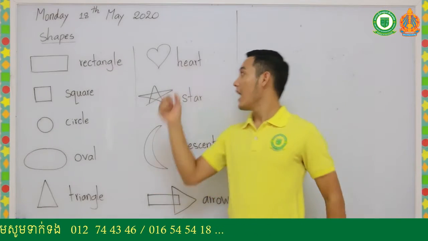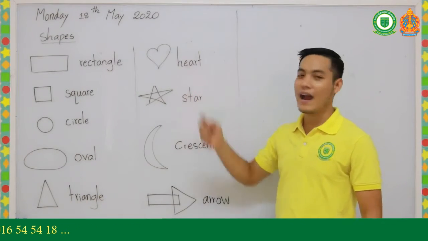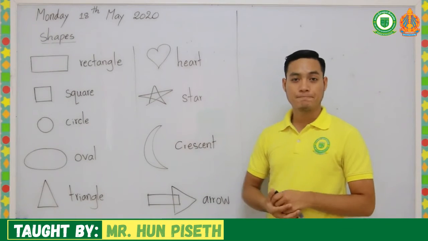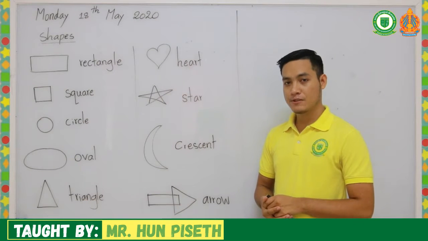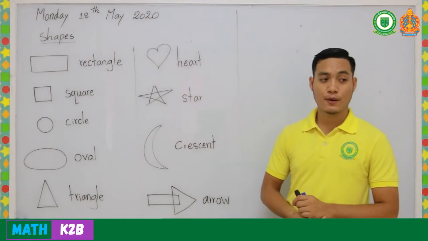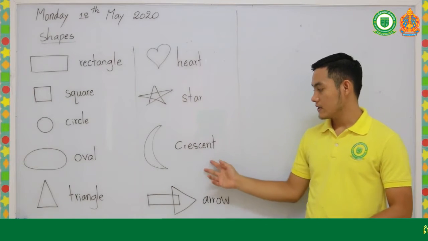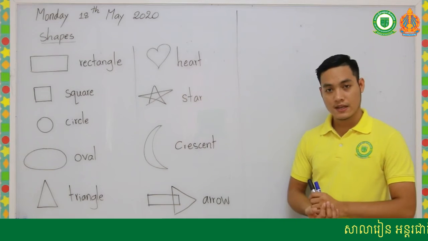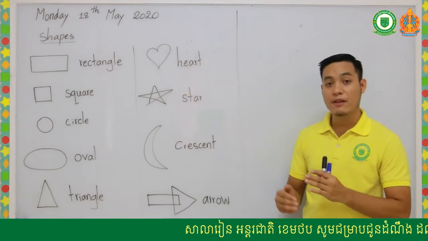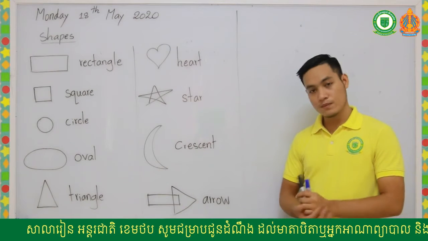And the next shape is, okay, this. What's this? Heart. Right. Heart. Yes, heart. And this one is star. Star. Star. All right. And this one is crescent. Crescent. Crescent. All right. And the last one of the shapes that we're going to learn today is arrow. Arrow.